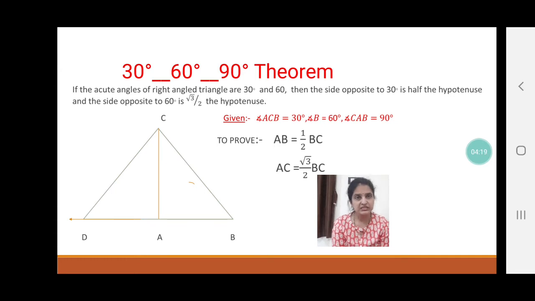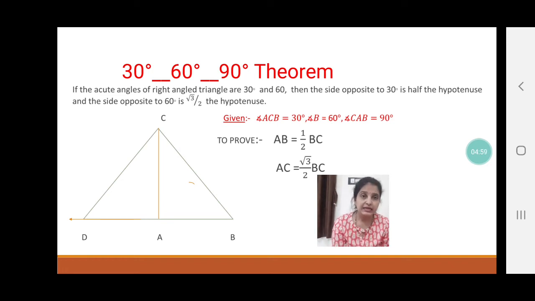So the given part is, triangle ACB is a right angle triangle in which angle CAB is 90 degree, angle ACB is 30 degree and angle CBA is 60 degree. What we have to prove here is, first, the side opposite to 30 degree. So the side opposite to that is AB. So AB is equal to half the hypotenuse, that is half of BC.